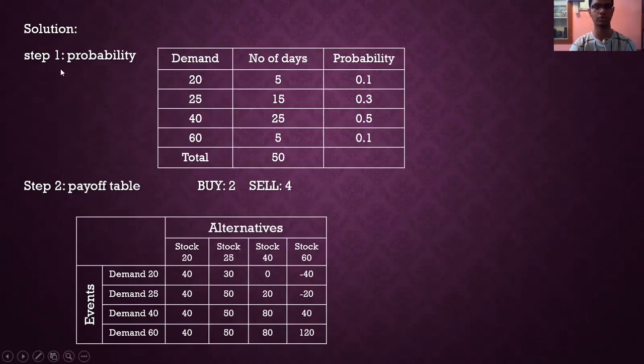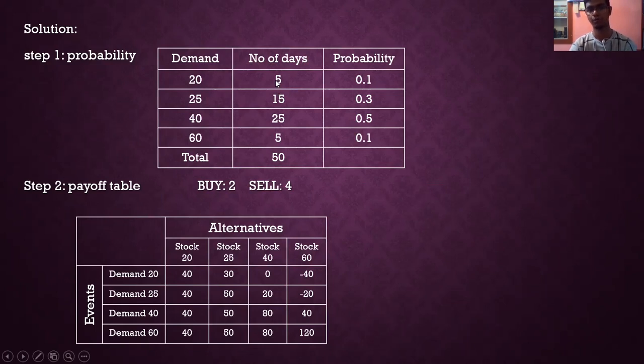So the first step is to find out the probabilities. How to find out the probabilities? First, we have to write out the demands, then the number of weeks. It can even be number of days; it can be anything, you can write anything here. In the question, we have number of weeks. I have just converted weeks into days, but the values here are the same as weeks.